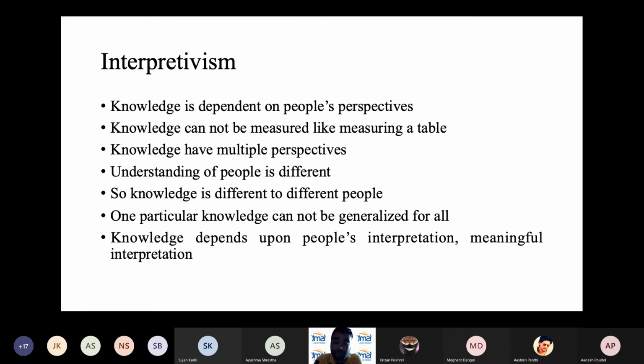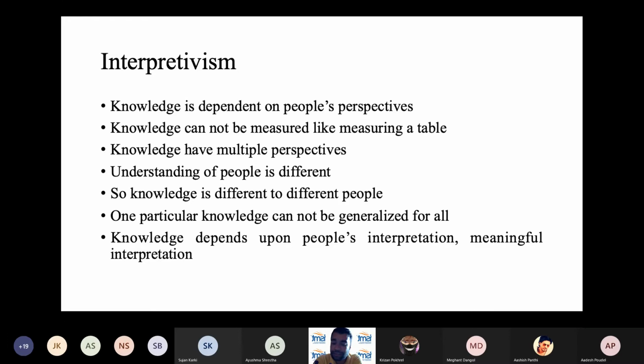So knowledge is different to different people. One particular knowledge cannot be generalized for all. That means, suppose you are going to study malnutrition, or the situation and effects on socially inactive or socially discarded people. If you study that in a rural village of our country or some community, and you find a certain result in that community, then that result cannot be applied to other parts of society, because it is totally dependent on that group of population.